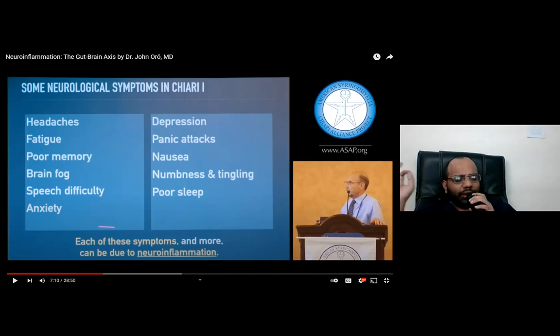Bad bacteria of the gut. Write down a simple sentence. Bad bacteria of the gut are responsible for the destruction of the brain and creation of a large number of diseases. That is called neuroinflammation.